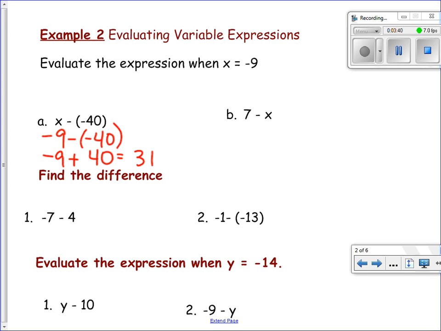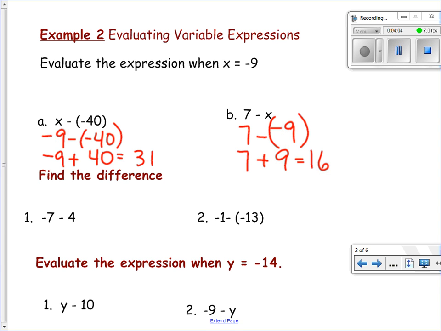In example B, 7 minus x, and x is negative 9. I'm going to put this in parentheses just to avoid confusion. I'm going to add the opposite. 7 plus 9 is 16. Again, if you like the phrase same, change, please use that.